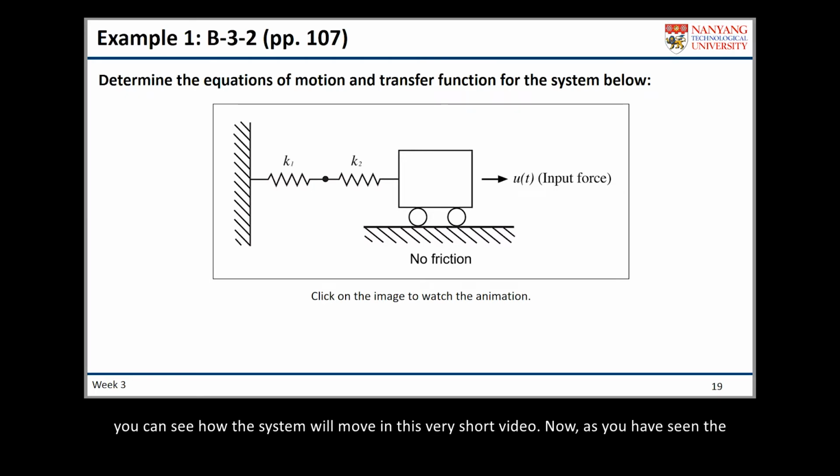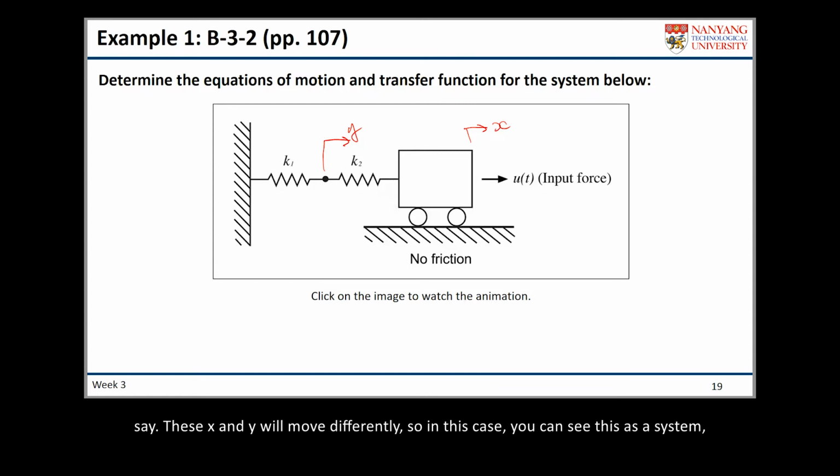Okay, now as you have seen the animation of the system, we can start to derive the model of the mechanical system. So in here, if you see, the mass will move. Let's say in here we indicate the motion of the mass by x, and then the junction between these two springs we can indicate it by y. Let's say these x and y will move differently.